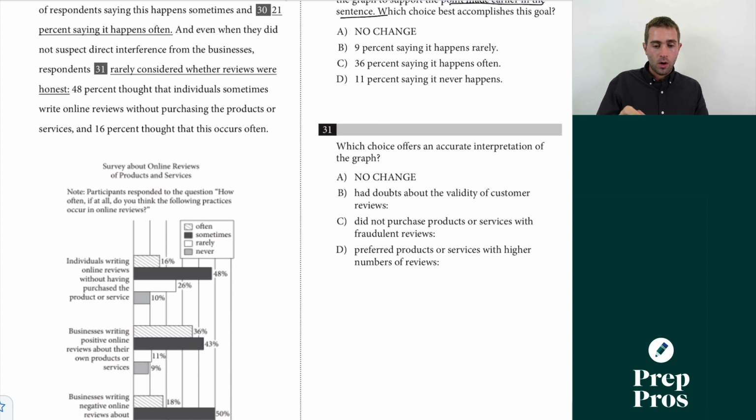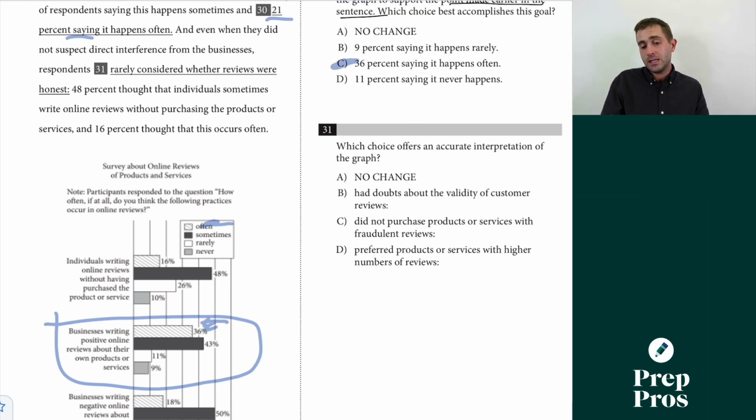So we're talking here about just this part of the graph: businesses writing positive reviews about their own products or services. Well, 21% did not say it happened often. That was 36% who said it happened often. That's how we can see that C is correct. 9% say it happens rarely, 9% said it happens never, 11% say it never happens. That would be our rarely part.